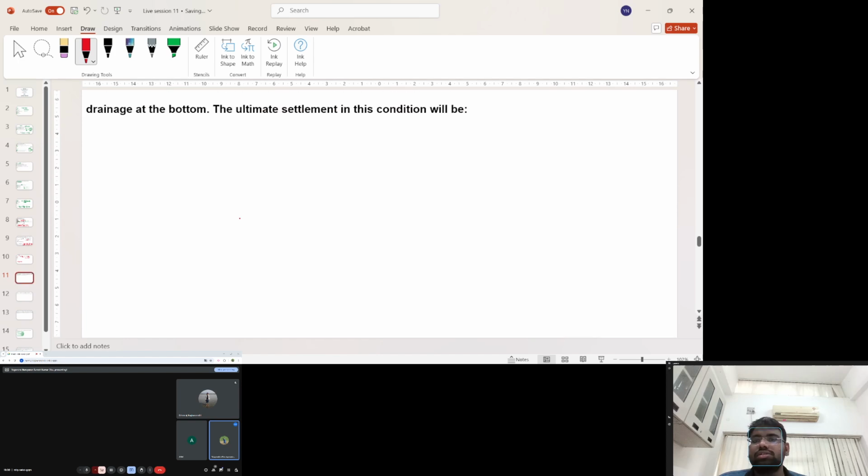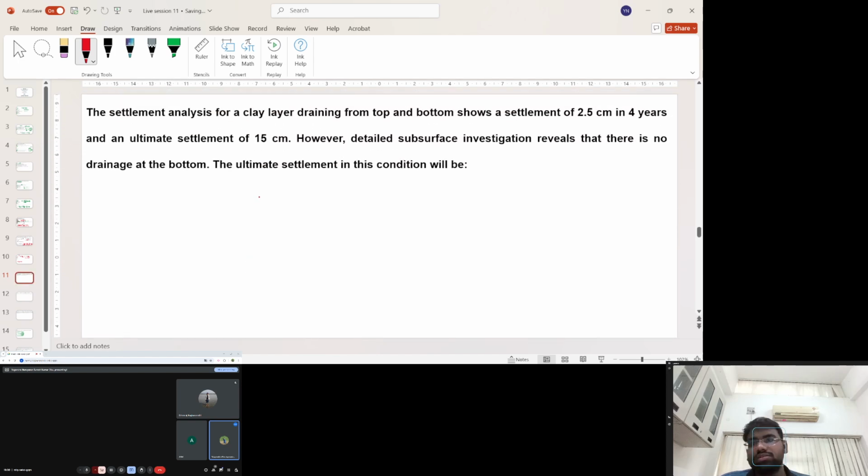Now coming to the next question. The settlement analysis for a clay layer draining from top and bottom shows a settlement of 2.5 centimeters in 4 years and an ultimate settlement of 15 centimeters. However, detailed subsurface investigation shows that there is no drainage at the bottom. The ultimate settlement in this condition will be.